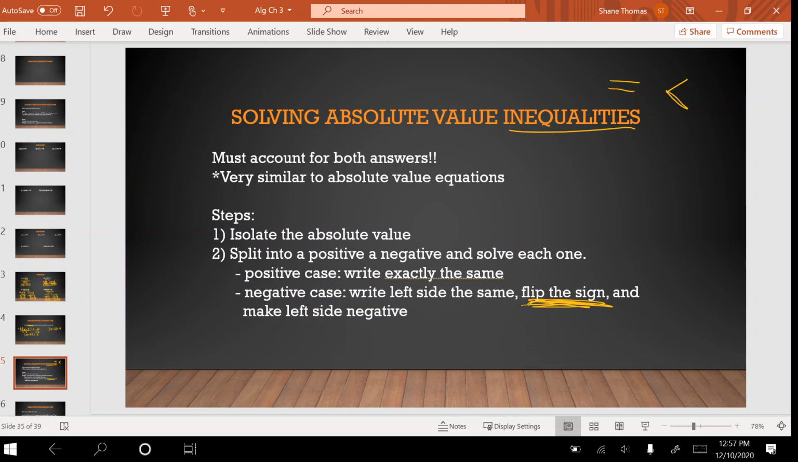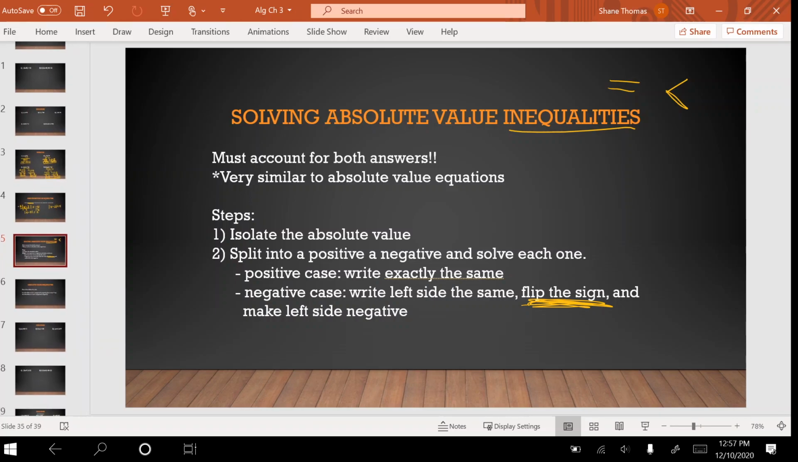Equality is equals, inequality is anything else. What? That's been the whole chapter. The entire chapter is called Solving Inequalities. Oh, all right.